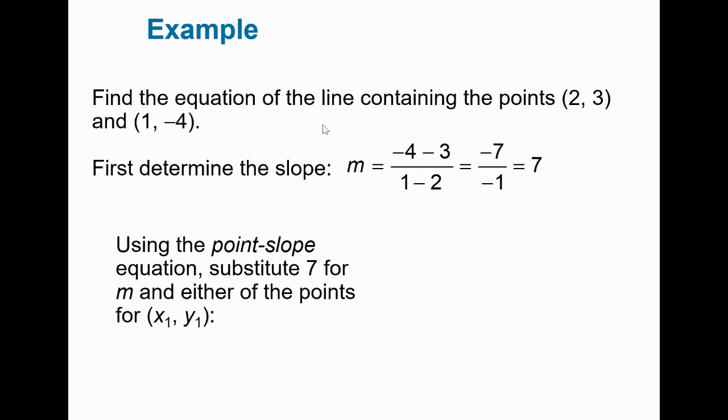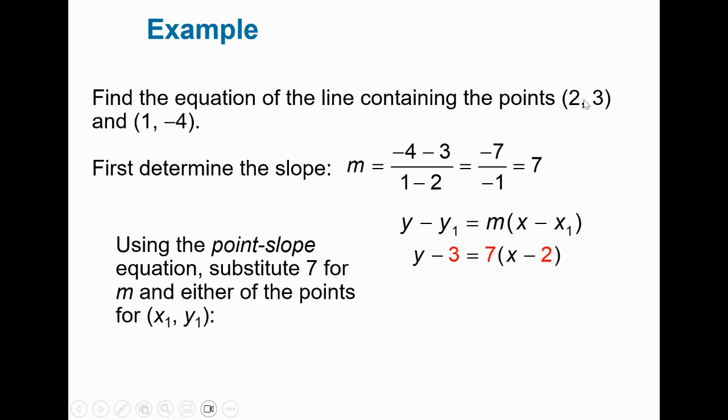I know the slope. And I would suggest you use the one that maybe didn't have any negative signs in it, or use the point that had the smaller of the two numbers. You want to make it as easy as you can for yourself. All right, so there's the equation. All right, point-slope.